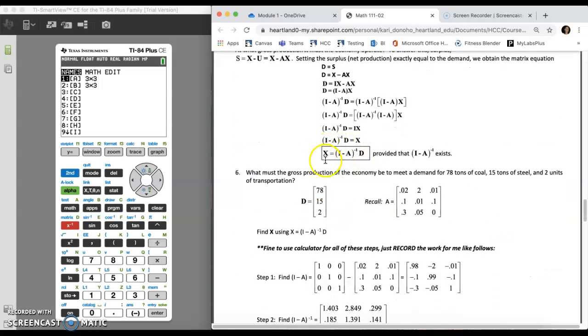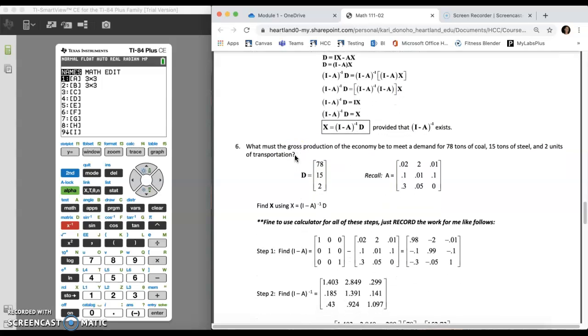This is what you need to know though: if you are given a specific demand and you want to work backwards and find that X, you need to use the equation X equals (I minus A) inverse times D. Of course, the inverse has to actually exist to do that. If you ever run into one where that doesn't exist, then you can't do these problems.